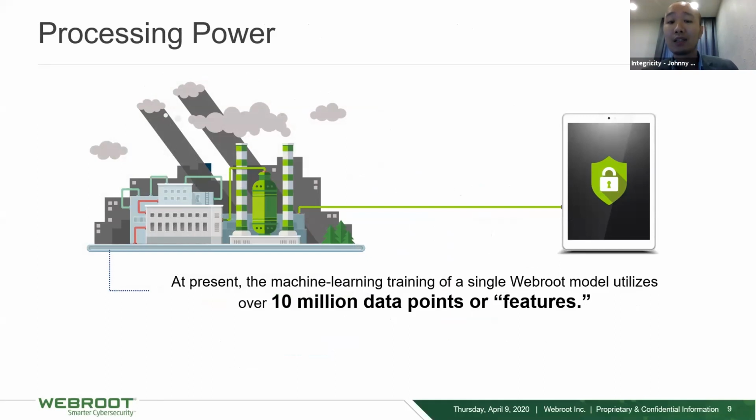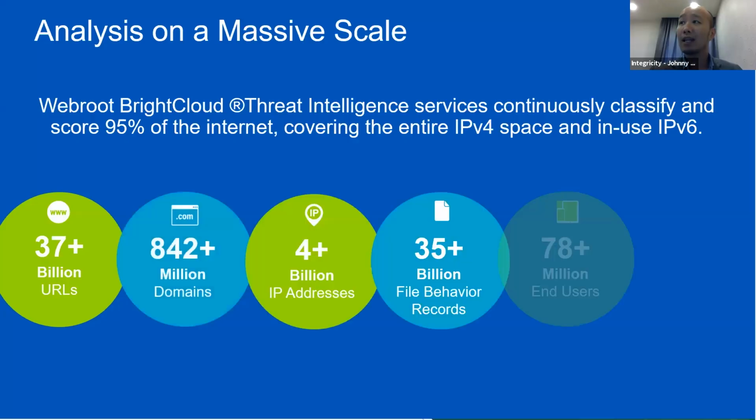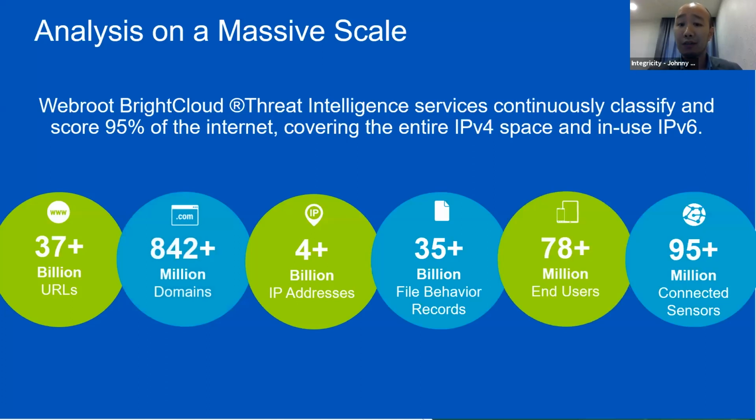So how we handle this is we leverage AWS in California, with typically up to 1 terabyte of RAM and about 40 to 50 parallel nodes, right? So this is very powerful. Because of this, we can analyze at a massive scale, all right?